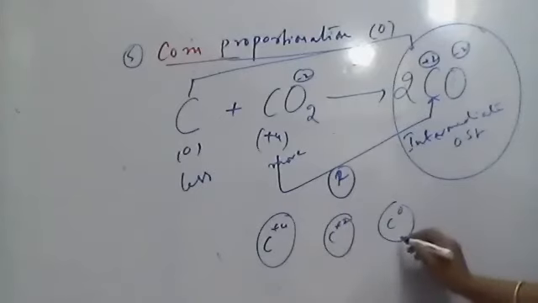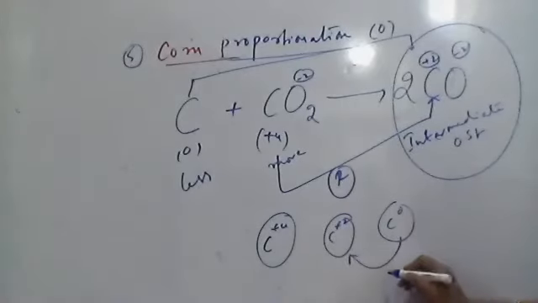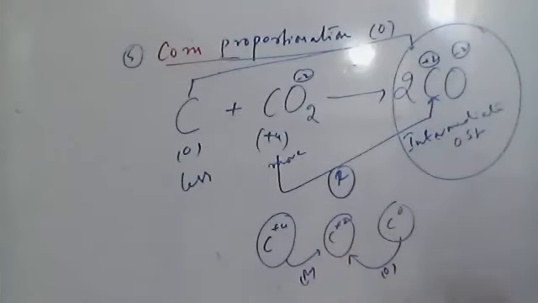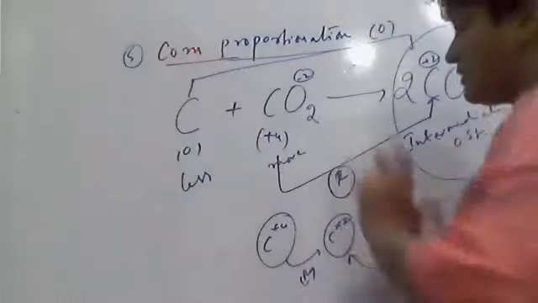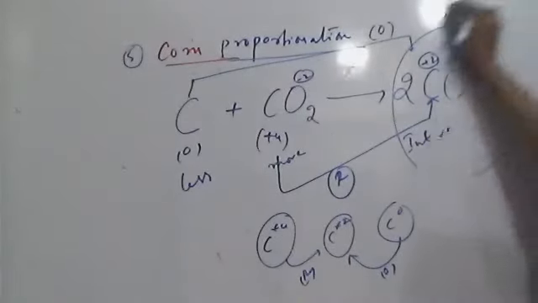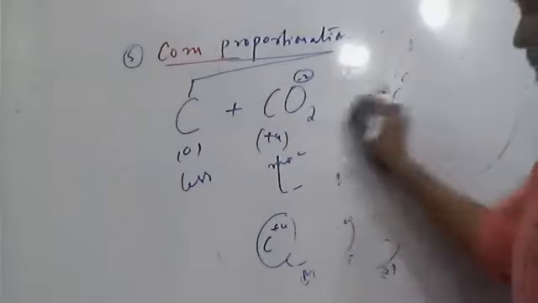Okay, so 0 to +2 is oxidation, +4 to +2 is reduction. Okay, higher and lower combined form the intermediate. It is called comproportionation. The reverse is disproportionation. Then some more examples.